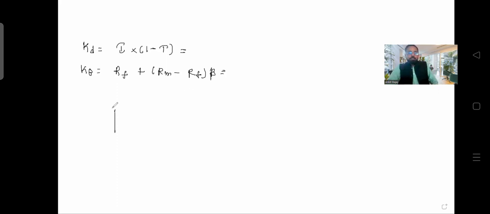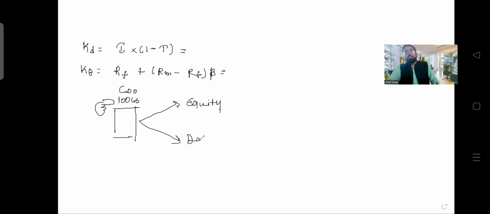You are running a business where you require, let's suppose, 100 crore rupees, or where you have raised 100 crore rupees. Now, what are the modes of financing? One is equity, and second is debt. By issuing equity shares or debt securities, you can raise money from the market. Let's suppose you have raised 60 crore rupees by issuing equity shares, and the remaining 40 crore by issuing debt security.